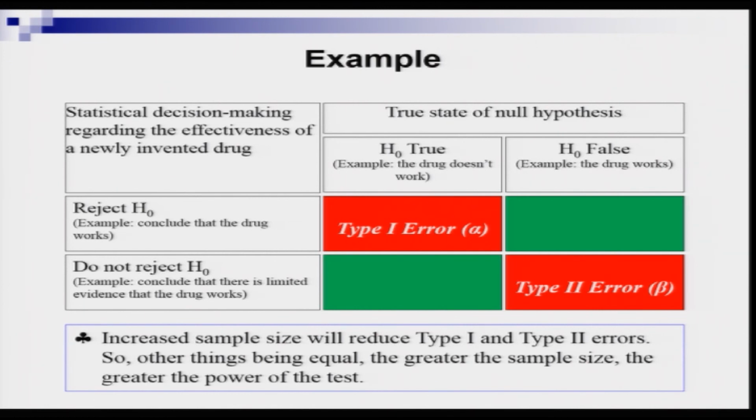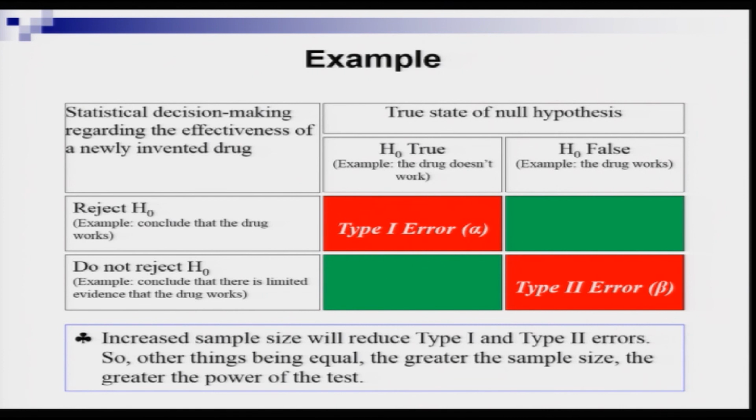Now we come to the case where H naught is true, so the drug does not work, but you do not reject the null hypothesis. So you say that there is limited evidence that the drug works. Here also it is the same situation, you are happy because the drug does not work and you found enough statistical evidence from the sample that the drug does not work. So you do not reject your null hypothesis. That is also a very good scenario.